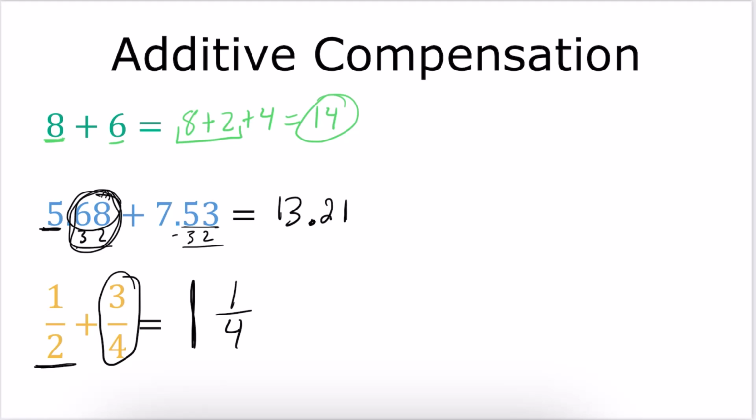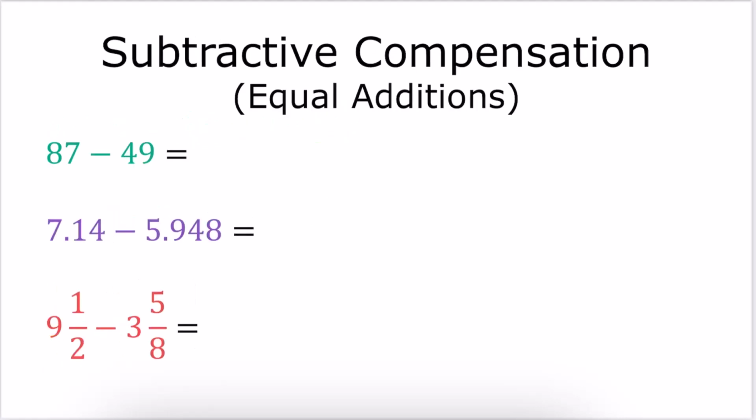And again, you won't always use all of these, but it's helpful for your students to know them so that they can practice using them when they need to do mental math. So that's additive compensation. The other mental math strategy that you can teach your students is the idea of equal additions. The idea of equal additions is that you add the same thing to both parts that you're subtracting, and it won't end up changing the answer.